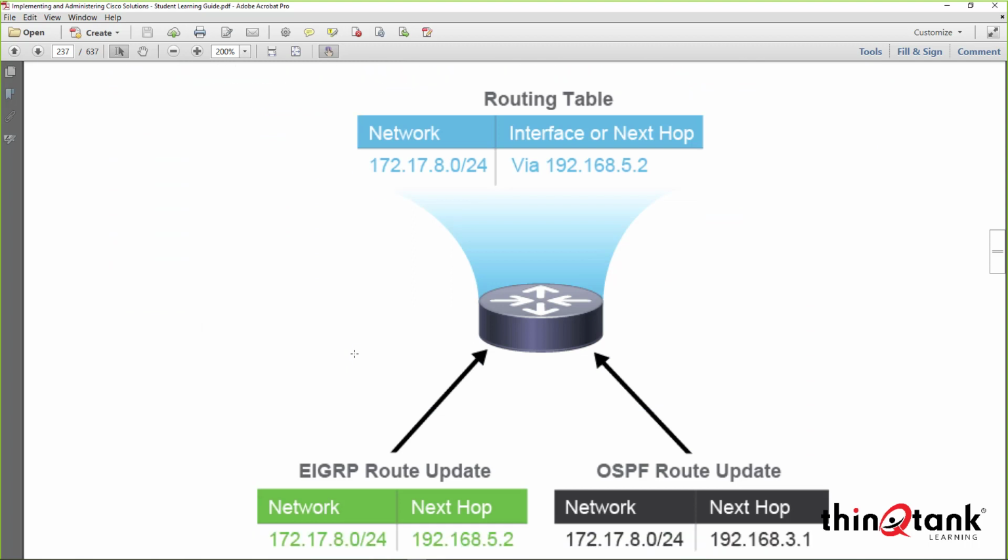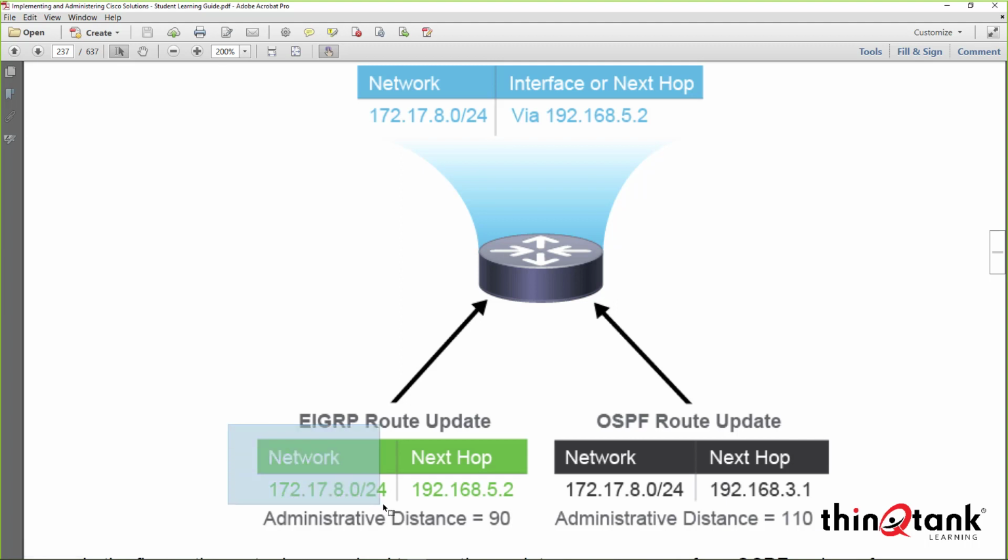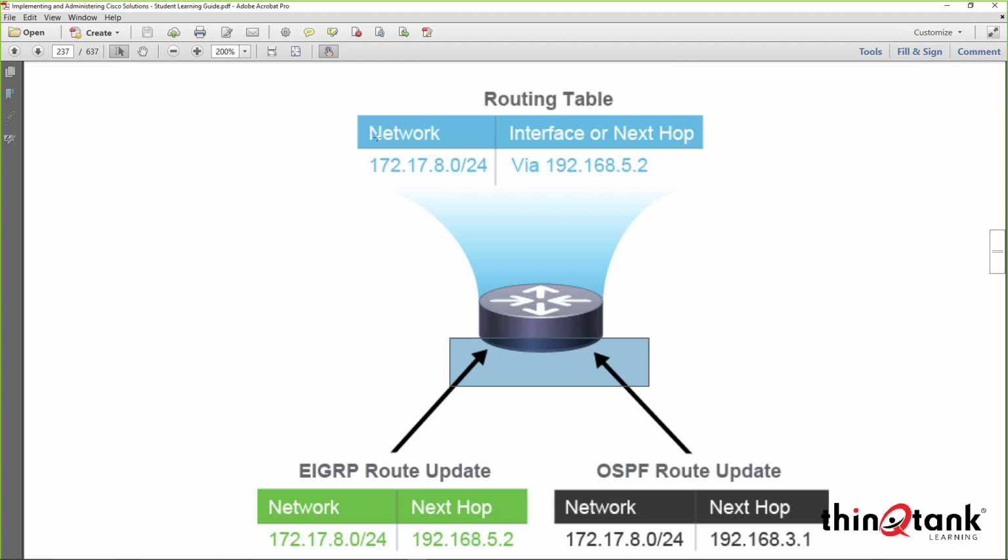All right. So the routing table always points to the next hop. In this particular case, we're saying, okay, we're learning about the 8.0 network from EIGRP. We're learning about the 8.0 network from OSPF. Those are going to go into the routing information bases for those respective protocols, what we call the topology table. But the route that ends up going into the routing table is the EIGRP route, because it has a lower administrative distance. You can actually modify that, by the way. You can modify the administrative distance of routes individually, or you can modify the administrative distance of a protocol.